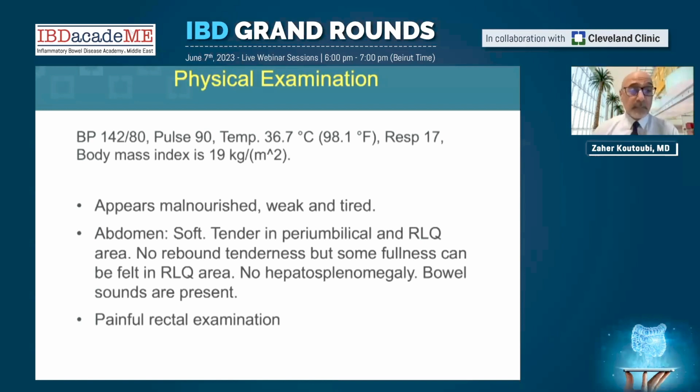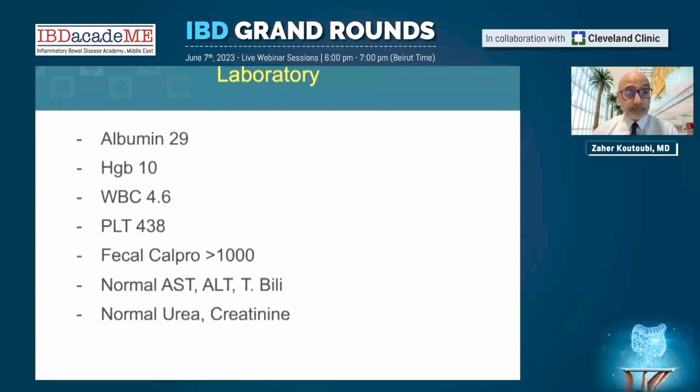Now, when you look at the physical exam, blood pressure 142/80, a little tachycardic with a pulse of 90, afebrile, respiratory rate 17, but we can appreciate a very low body mass index of 19. He appeared malnourished, weak, tired looking. On the abdominal exam, he has periumbilical pain, also in the right lower quadrant. No rebound tenderness, but you could feel a fullness in the right lower quadrant, which was painful. Also, he had a painful rectal exam and was very much resisting the exam because of pain.